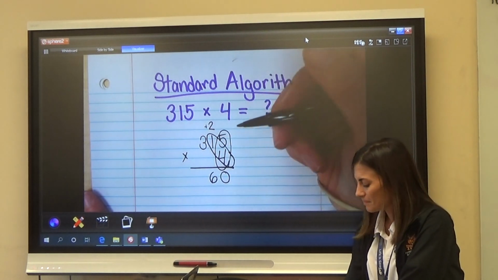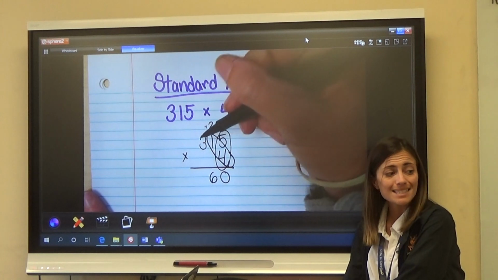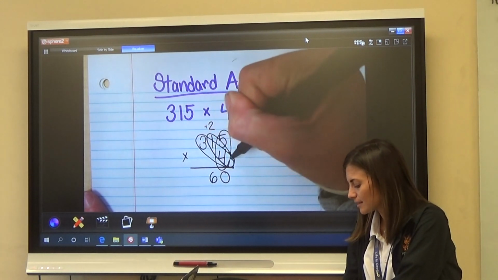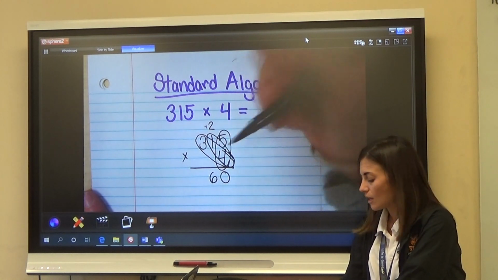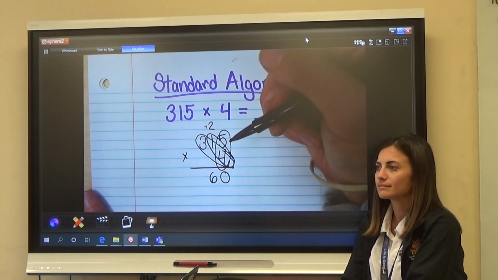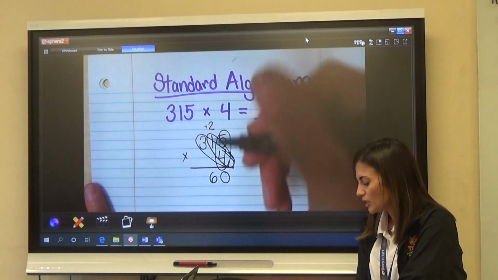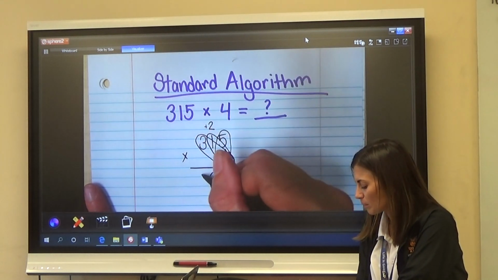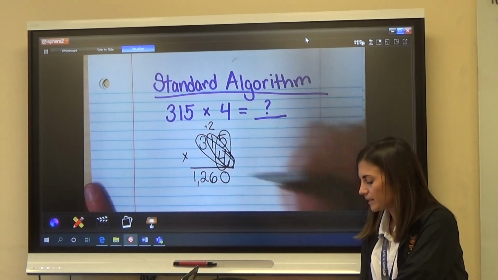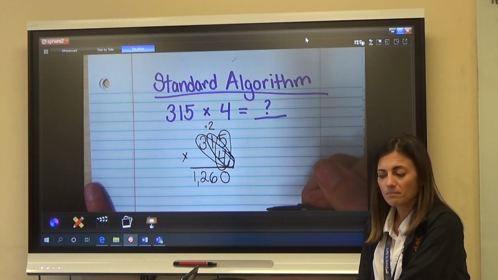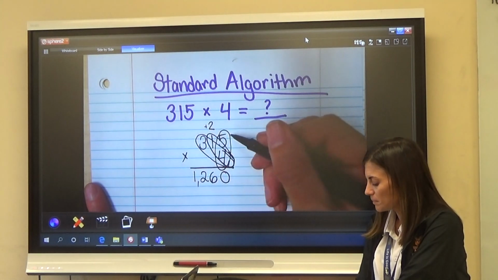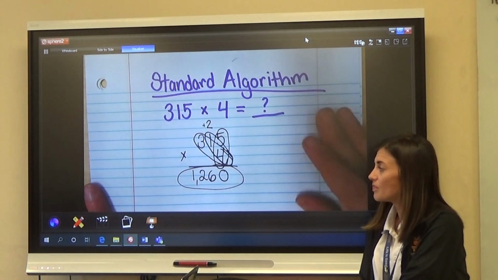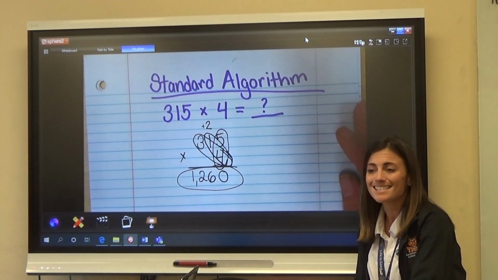Now my last step, I got to share the love with my last digit, which is in the hundreds place. So that's 4 times 3. What is 4 times 3? 12. So I don't have any numbers to carry it over on top of, so I'm just going to put my 12 right here as my product. I have no more numbers to multiply, no more multipliers, so my final answer is 1,260.